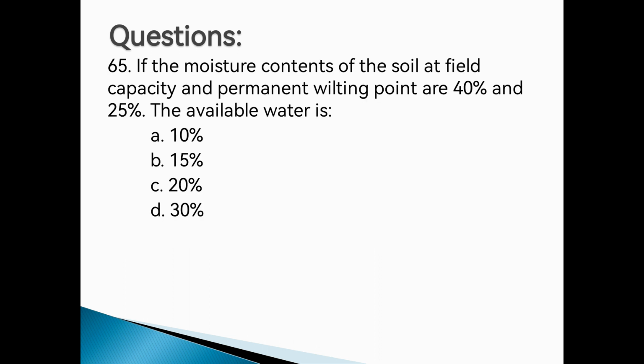Number 65. If the moisture content of the soil at field capacity and permanent wilting point are 40% and 25%, the available water is A, 10%, B, 15%, C, 20%, D, 30%. So to calculate this, you just have to subtract permanent wilting point from field capacity, and that is the available water. So for this, the answer is 40 minus 25%, which is equal to B, 15%.